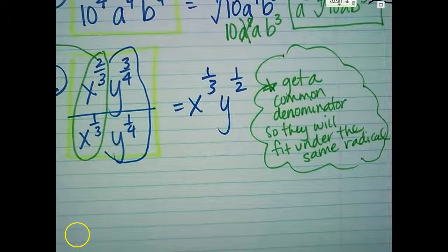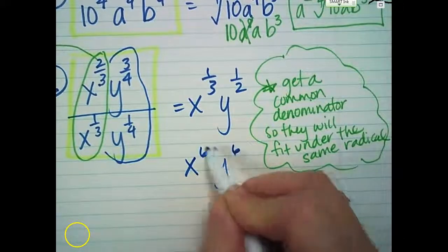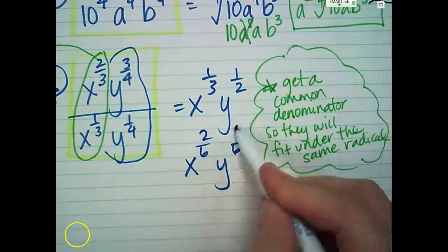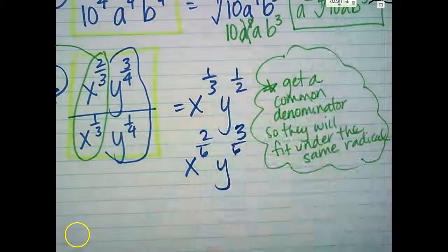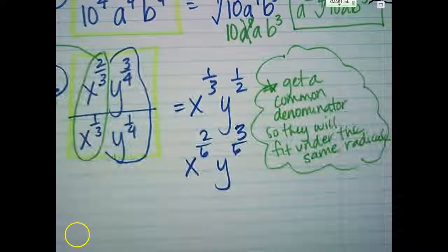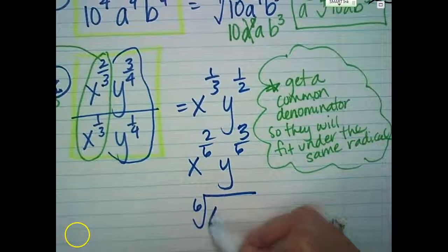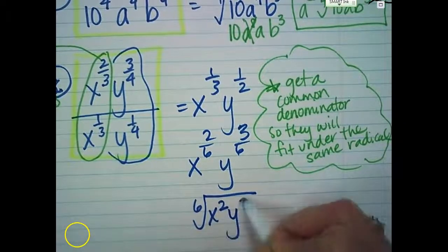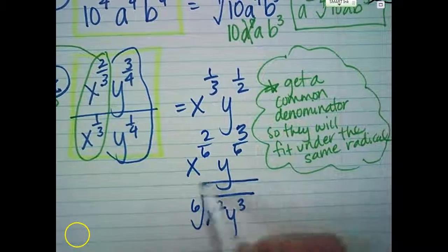What's my common denominator? 6. So let's get it. So this becomes a 2 and a 3. Yes, I know you can reduce. If you reduce, you went back to where you started, so don't reduce. Okay? Leave it there. And so now we have the 6th root of x to the squared and y cubed. 6 is not smaller than the 2 and 3, so you're done.